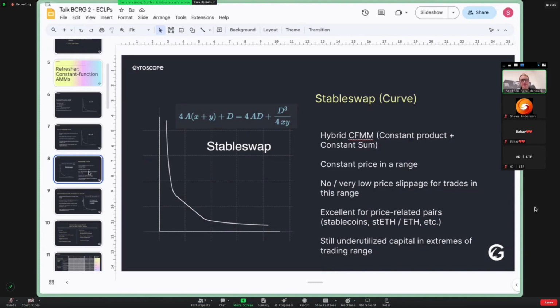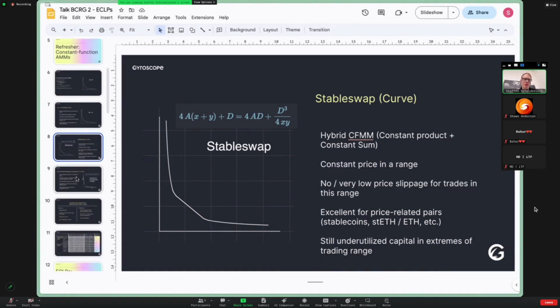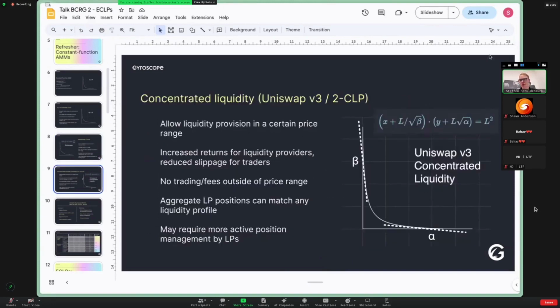And it's essentially what the ECLP was born from: can we improve upon this a little bit? Can we add concentrated liquidity and make it a bit more configurable as well? And then this is the third curve I want to show, which is constant product with virtual reserves, also known as Uniswap V3. The constant product curve would just be x times y is equal to L squared, where L is the value of the invariant.